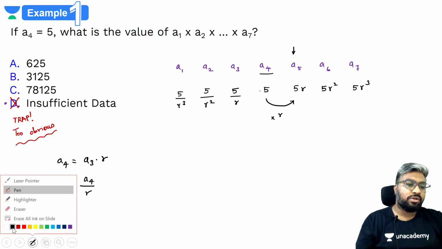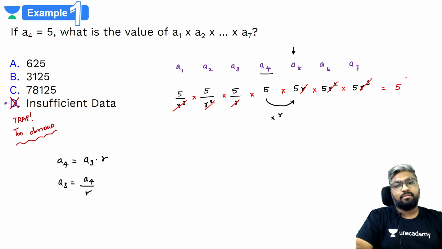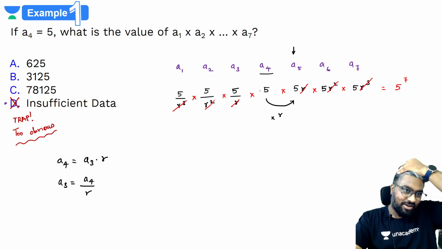What are we supposed to do here? We are supposed to multiply them. So if I multiply these terms, product of 7 terms of this particular GP is going to be what? R cube cancel, R square cancel, R cancel. Ultimately what are we left with? 5 multiplied by itself 7 times. Got it guys?